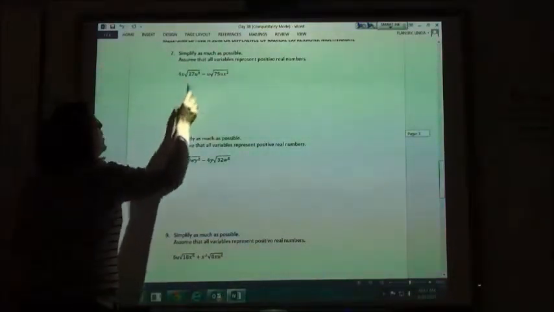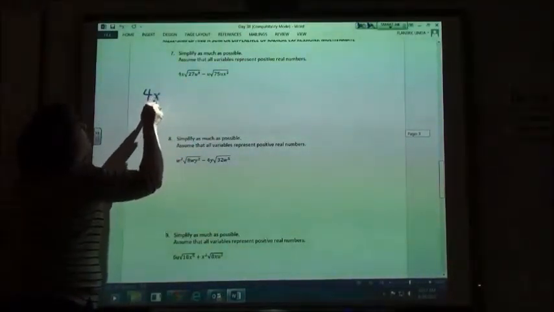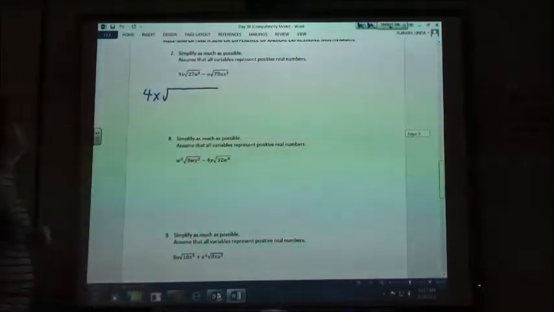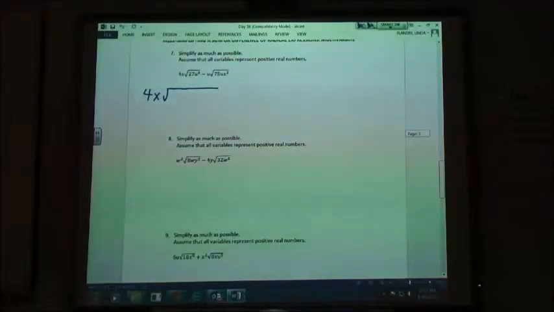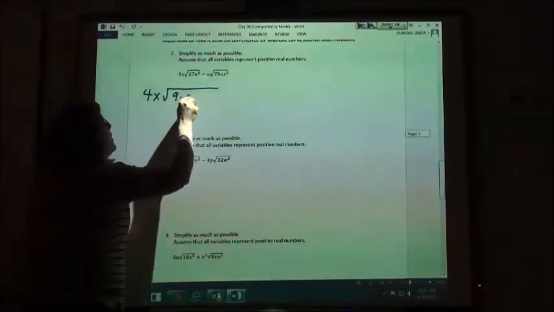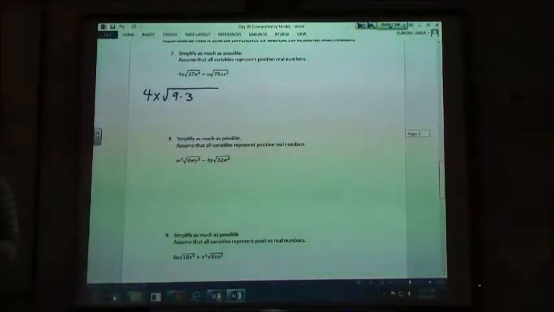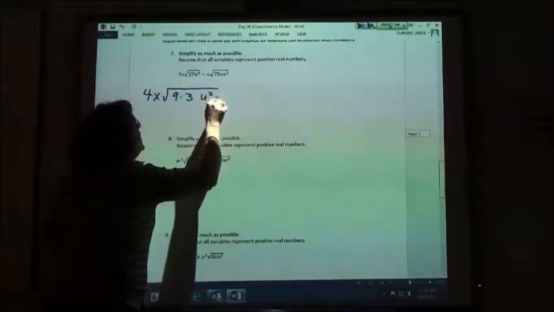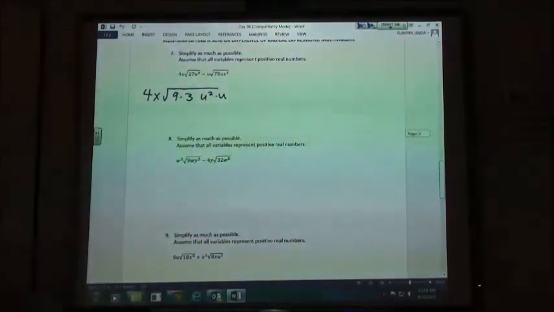So on this first one, I'm going to start with the 4x, and I've got to simplify the square root of 27u cubed. 27 is not a perfect square, so I factor it: 9 times 3. U cubed has an odd exponent, so I'm also going to factor that: u squared times u. Now I'm going to take out my perfect squares.